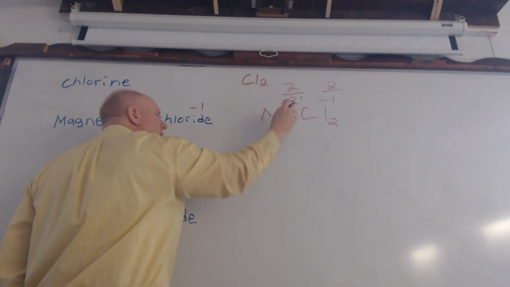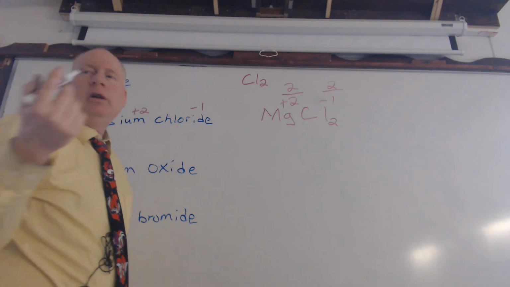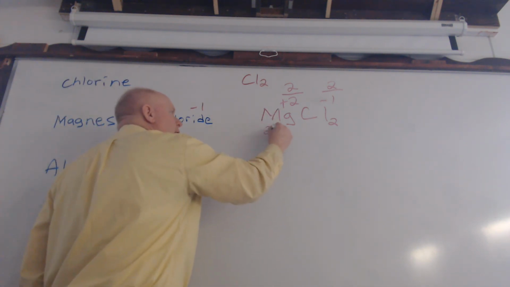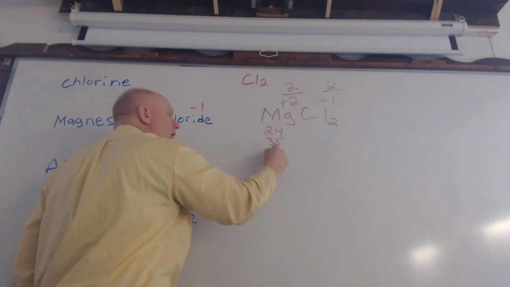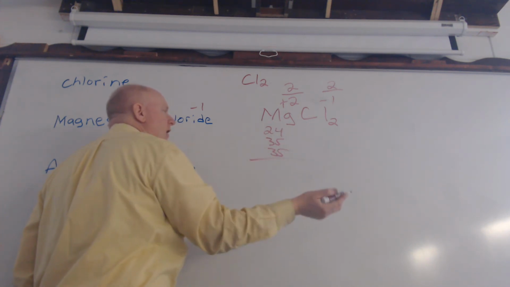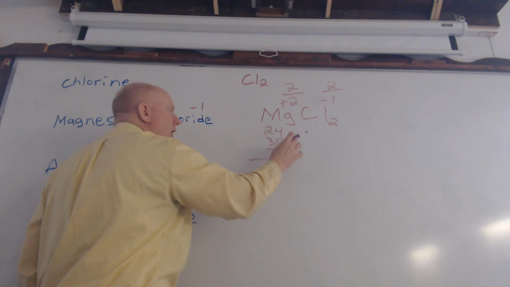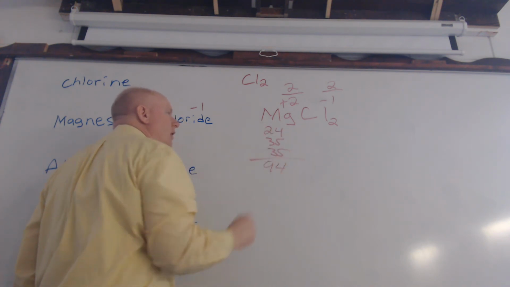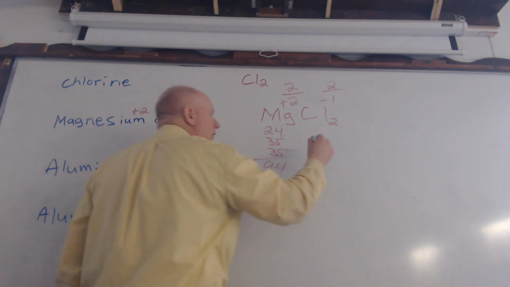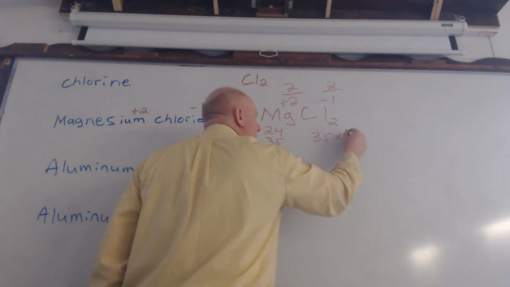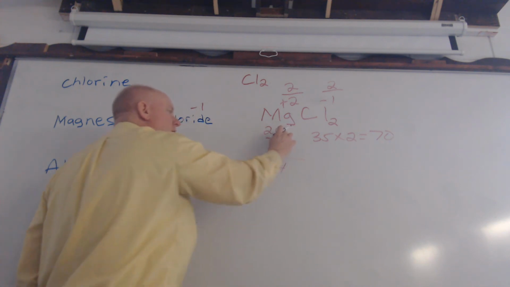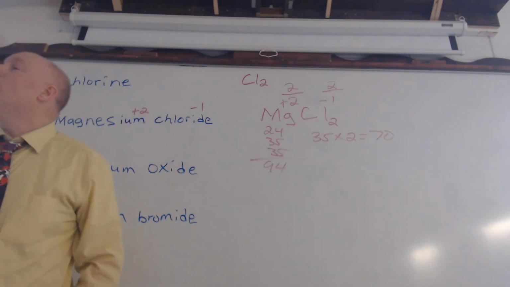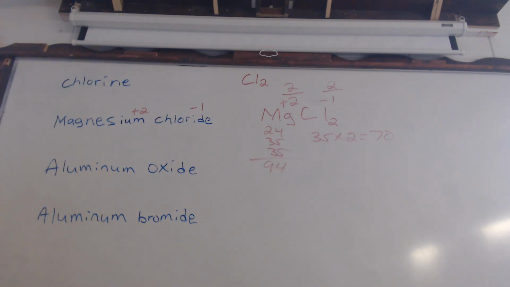1. We've got 1. Then the last thing you would do is approximately add 24 for the magnesium, 35 for one chlorine, 35 for the other. Add them together, so 70, 94. Or you can do this, 35 times 2, because of that number, and get 70. 70 plus 24 gives you 94. We went through that really quick.